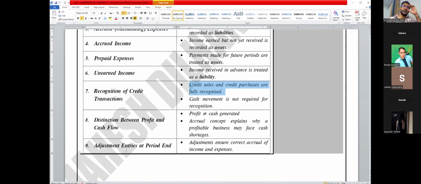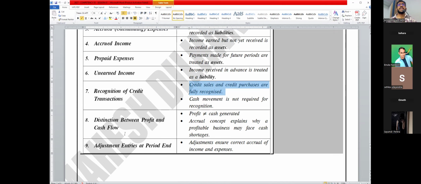Cash movement is not required for recognition. It doesn't matter. Do not bother about whether it is received in cash or paid in cash. If it is relevant, record it, recognize it. That is the rule of principle.